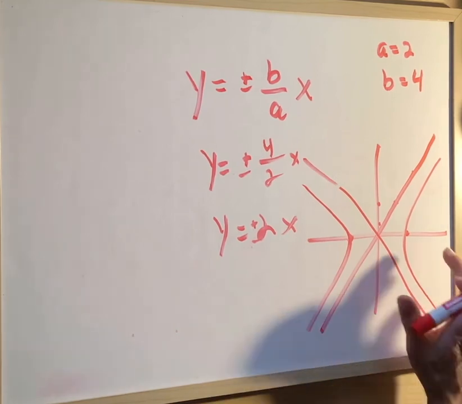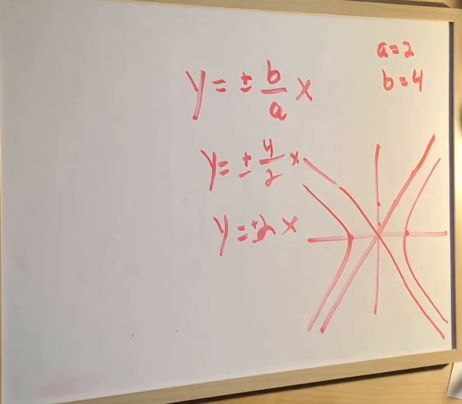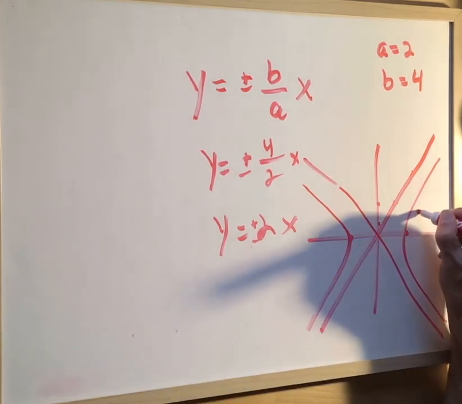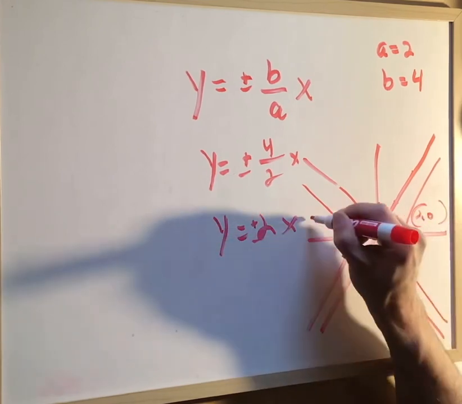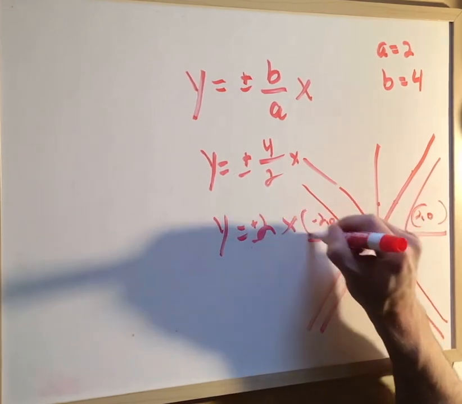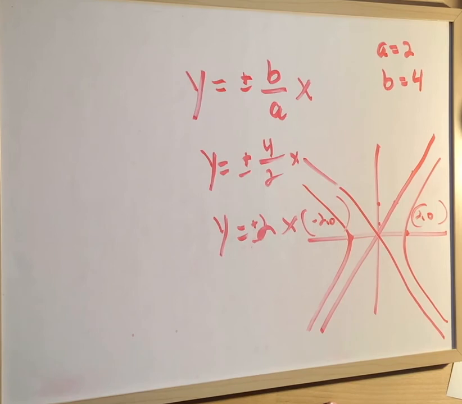How do we know what these points are? Your vertices are plus and minus a. So whatever your a is, it's plus and minus. This is positive 2, 0 and negative 2, 0. That's your vertices when they're on your x.